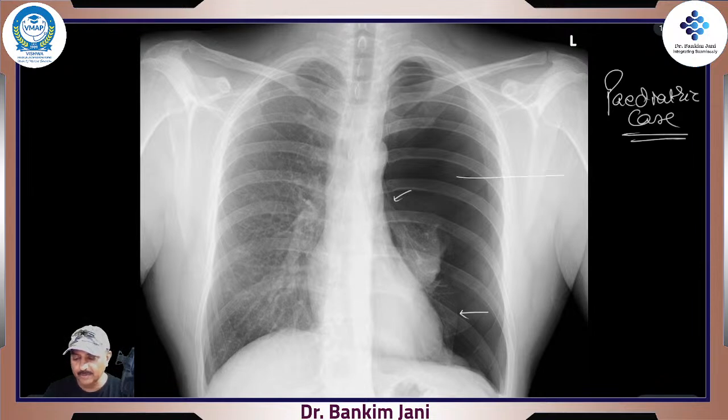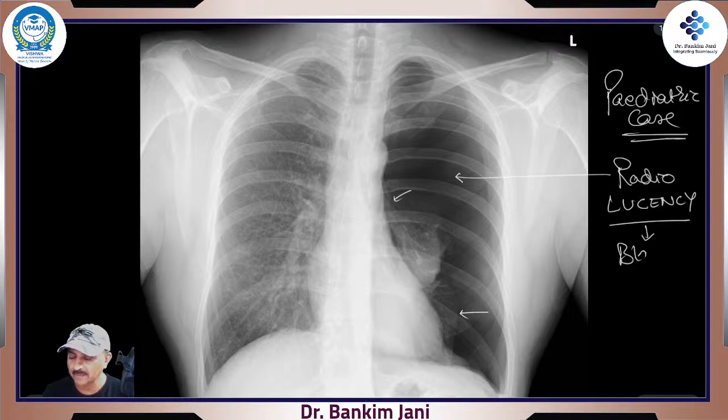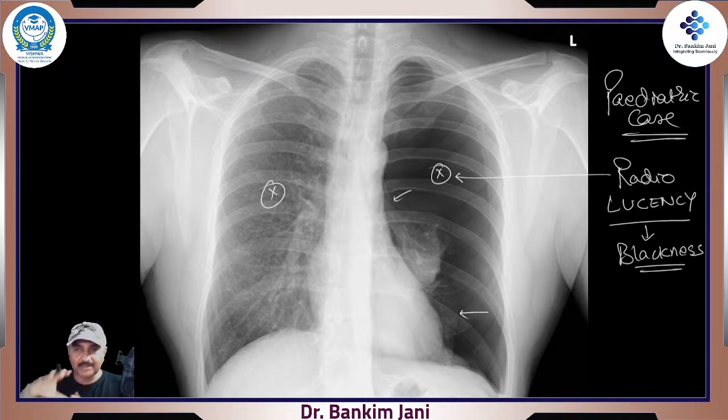Over here, there is what is called radiolucency, right? Radiolucency means blackness. There is increased blackness. Compare this normal-sized side and this part. There is definitely blackness because there is no tissue, it is literally only air. So that's why this is giving this. So this is a pneumothorax.